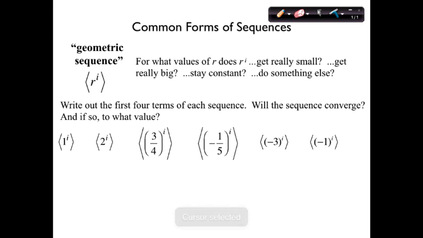Any questions on that? So what's our conclusion about geometric sequences? For what values of r does the geometric sequence converge to 0? How can I get the geometric sequence to converge to 0? What does r have to be based on these examples? Less than 1? Is -3 less than 1?